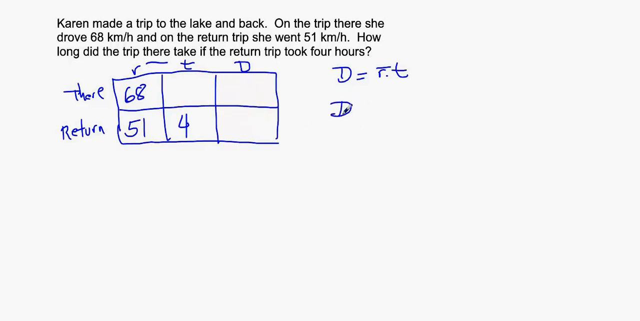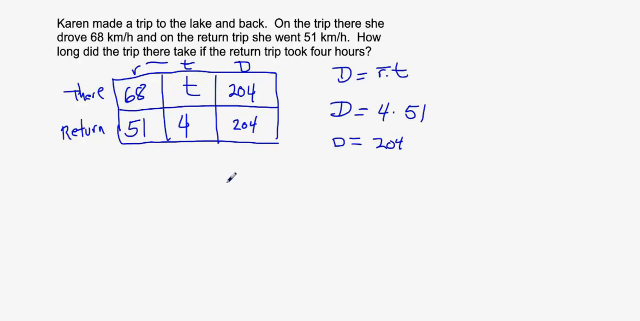So D will be equal to 4 multiplied by 51, and then 4 times 51 would be 204. So that means our distance is 204. By the way, 204 will be the same for both, since it is the same distance going there and coming back. The question is, how long did the trip take to get there? Well, that's also very simple, since we have an equation here that has distance, it has rate, and we're just got to find out what the time is.